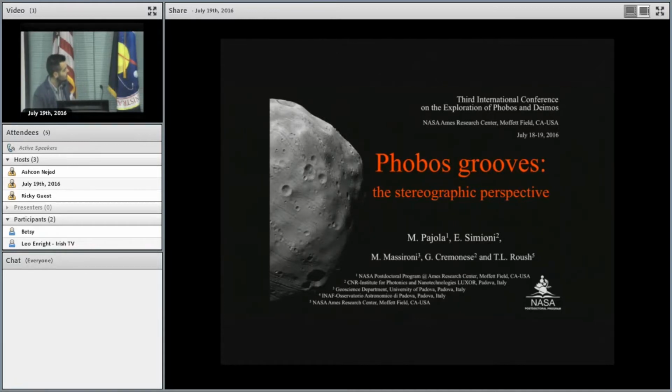So what I'm going to show you today is the distribution of the Phobos grooves on the surface of the object from a stereographic perspective.